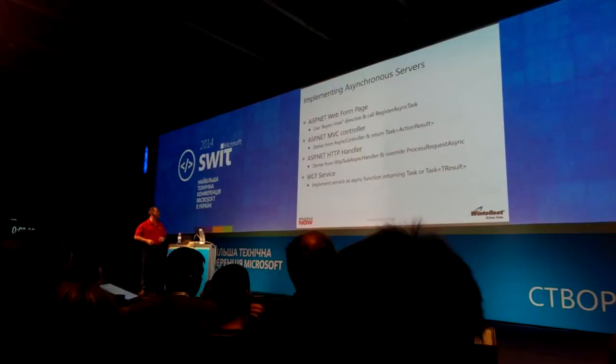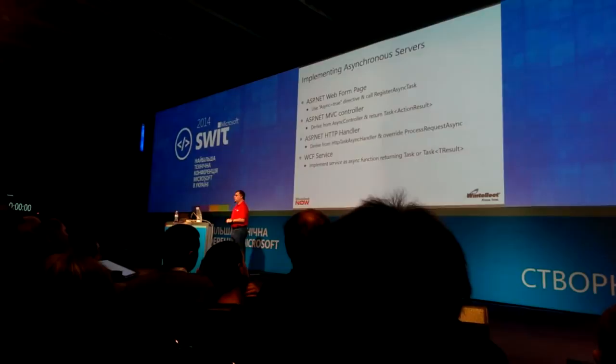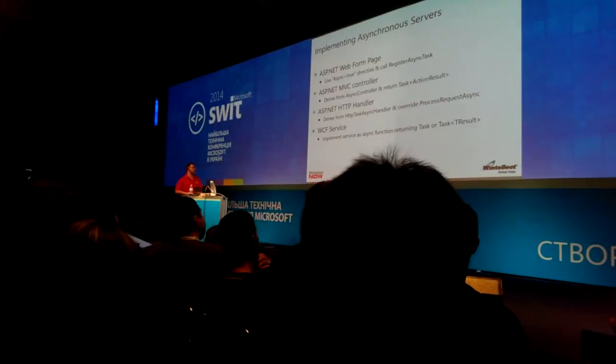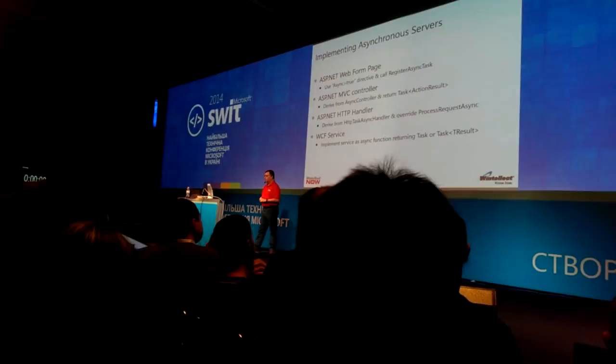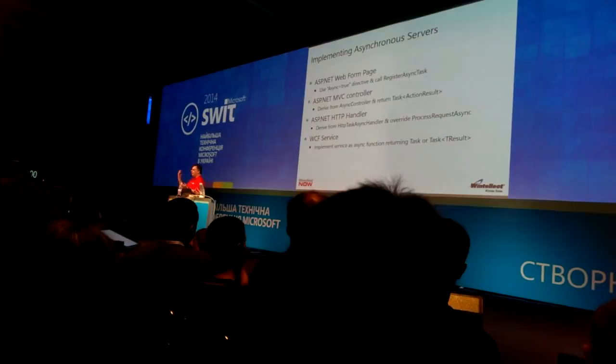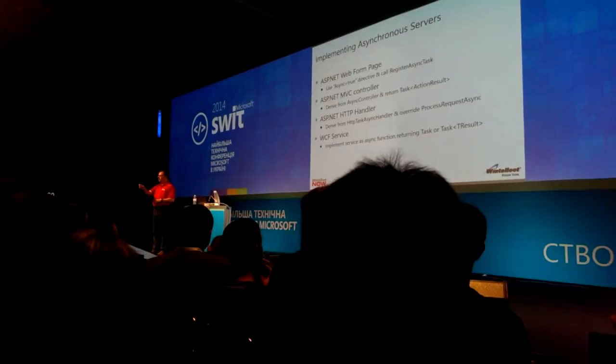If you're using MVC instead, then you can derive your class from AsyncController and have your methods return a Task of ActionResult instead of ActionResult. Then you can use awaits inside that method. If you're building an ASP.NET HTTP handler, then go into documentation and look up HttpTaskAsyncHandler, which has a virtual method on it called ProcessRequestAsync, and then you implement that, and then you put awaits inside there. And if you're doing a WCF service, then implement the service as an async function returning a Task or Task of T result, whatever you want to return. And then inside the method, call the async methods and put an await in front of those.